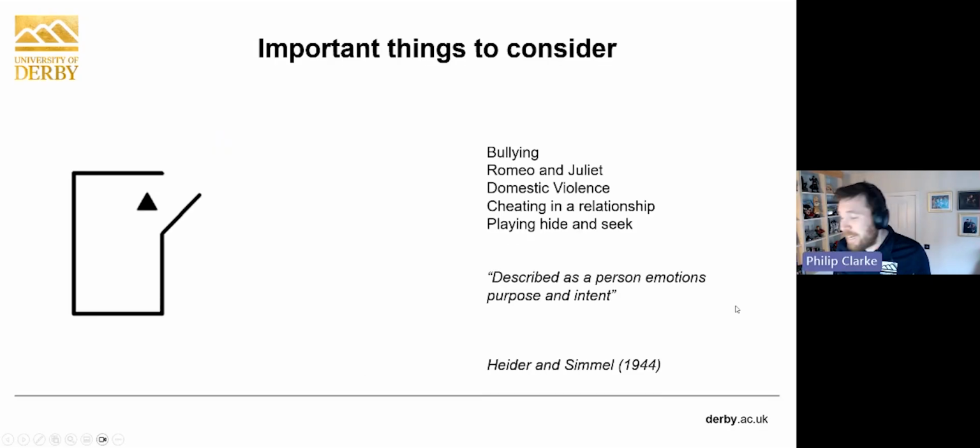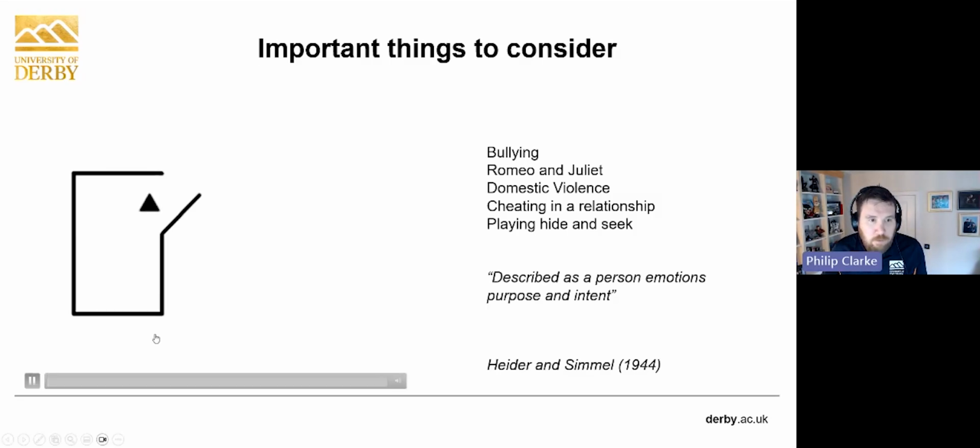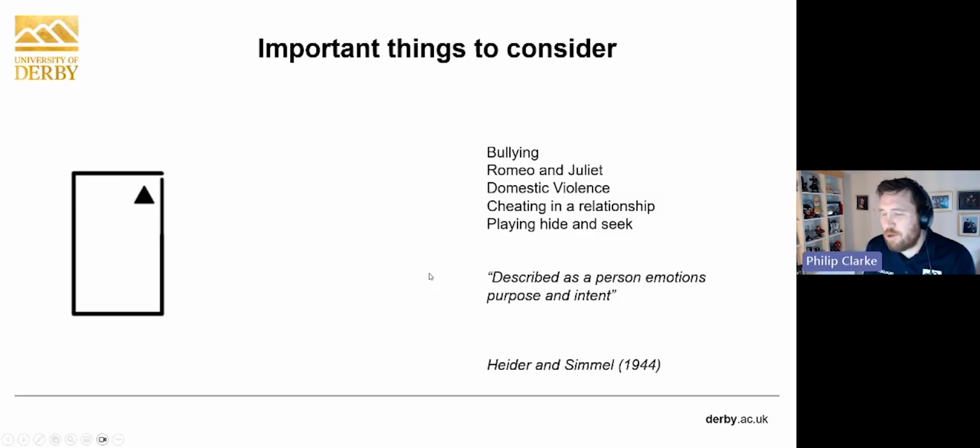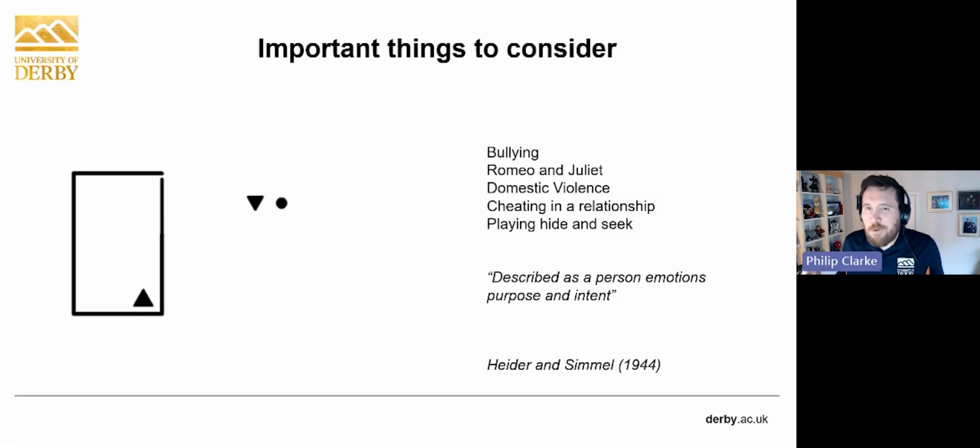So the key thing, what's really interesting about this, from the research that came out from Heider and Simmel, they identified that most of the common things that came about were bullying, Romeo and Juliet, where there were two shapes, and I'll play it again as we're talking through so you can see what I mean. Romeo and Juliet, so you had two shapes that weren't necessarily meant to be together, that were trying to be together. Some identified domestic violence, cheating in a relationship, playing hide and seek.